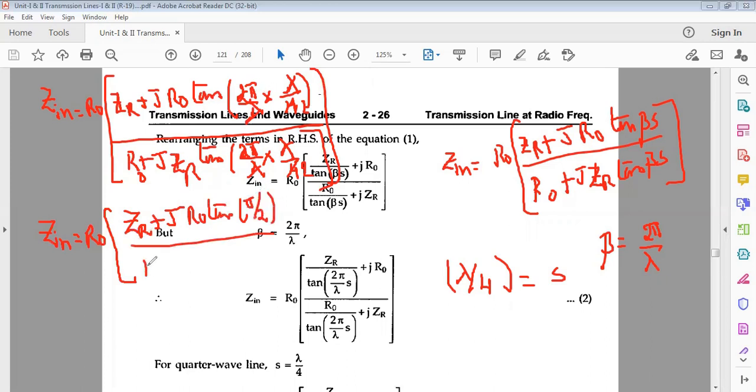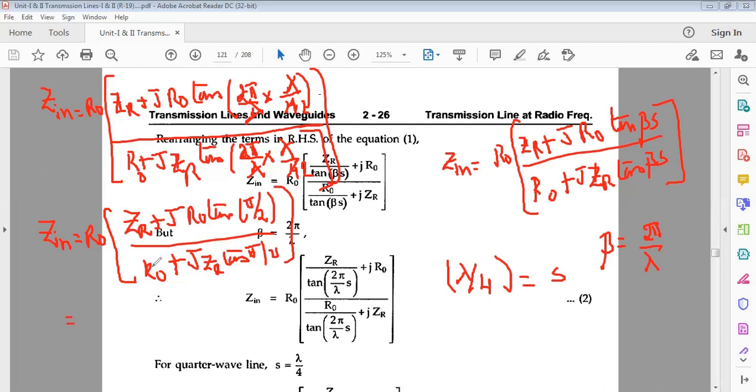And similarly here also, R0 plus J into ZR tan pi by 2. Okay, so what is tan pi by 2? It is infinite. So whenever you can keep the tan pi by 2 here itself, infinite plus anything is infinite, and infinite plus anything is infinite. Infinite by infinite is undefined.